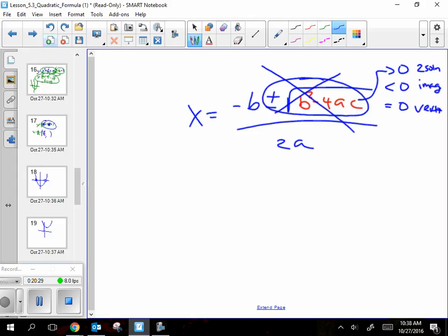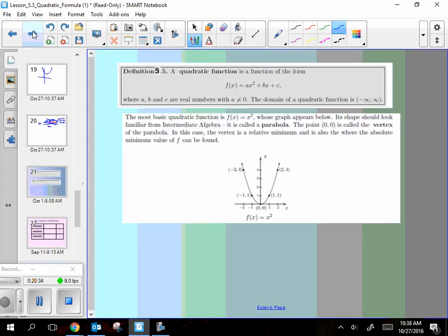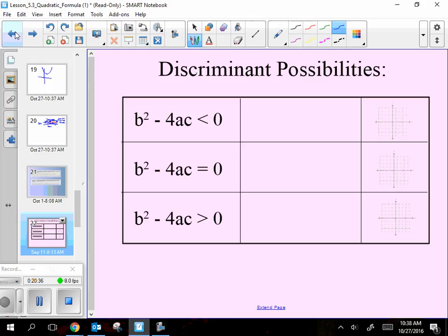Your solution will be the vertex if that equals 0. All right, so this goes along with this slide in here. It's this purpley slide. So I just told you this a second ago. B squared minus 4ac is less than 0. Imaginary. And therefore, no real solutions.